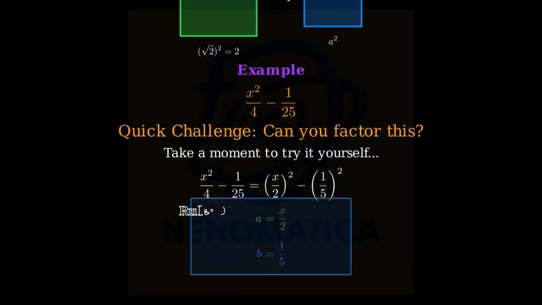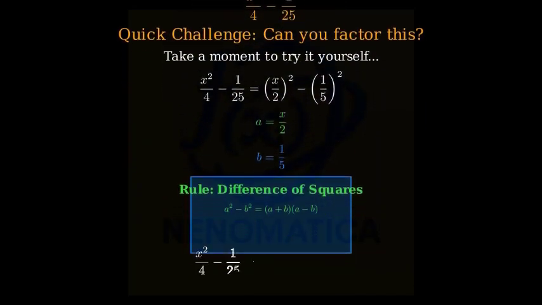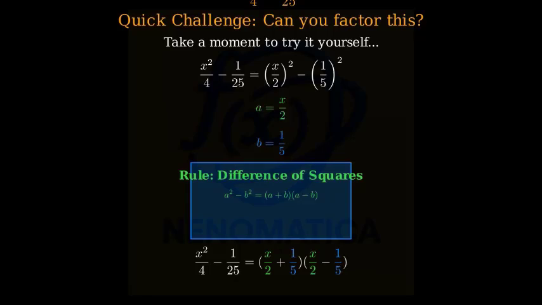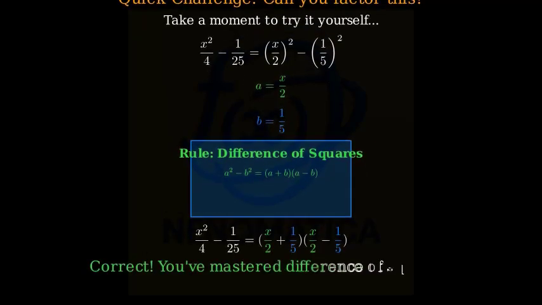Now a is x over 2 and b is 1 over 5. Applying the difference of squares formula, we get x over 2 plus 1 over 5 times x over 2 minus 1 over 5. And this is our factored form. Excellent job if you got the same answer.